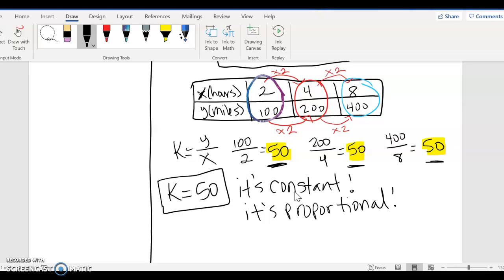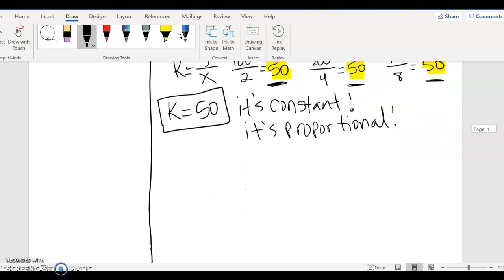Notice that we checked every single row in the table. Make sure that you do that as well, because if we had 50 for the first one, 50 for the second one, and let's say we got 40 for the last one, it would not be constant, it would not be proportional, we would not have a K. Okay, we want to get the same value every time.